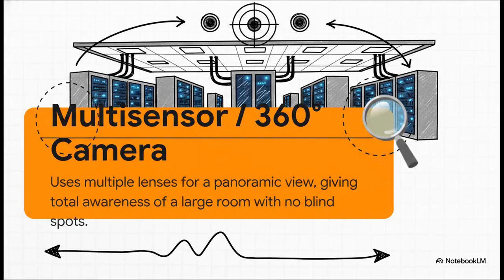But what if you need to cover a big, open room, like a data hall? For that, the pros have another trick up their sleeve, the multi-sensor or 360-degree camera. Think of it like this. It's got multiple lenses, multiple eyes, that stitch everything together into one seamless panoramic view. You get total coverage with absolutely none of the blind spots of a moving PTZ.